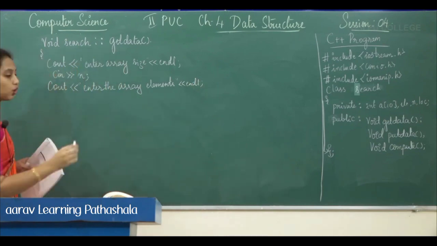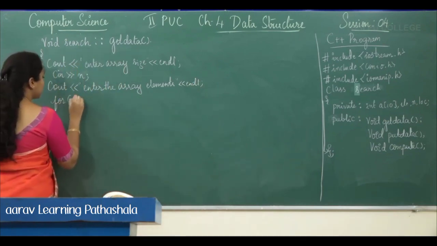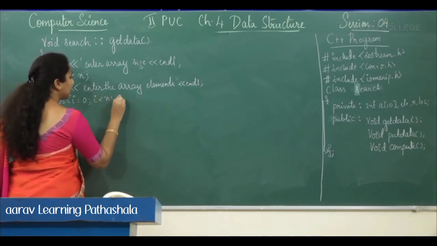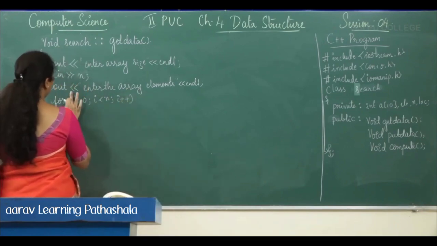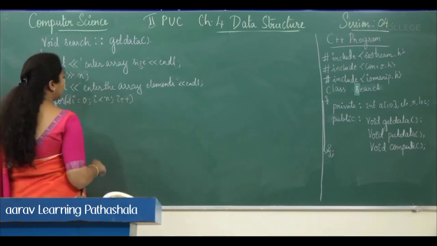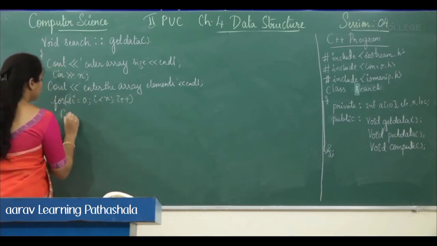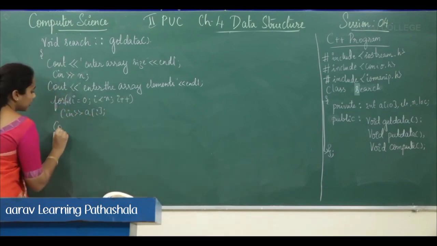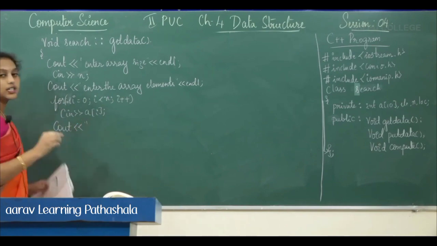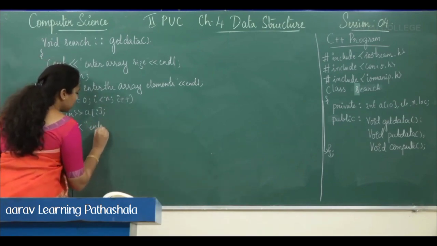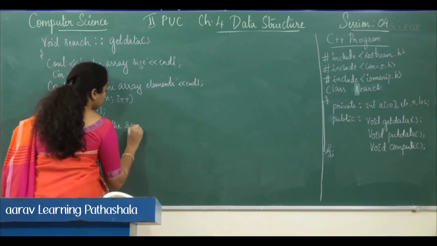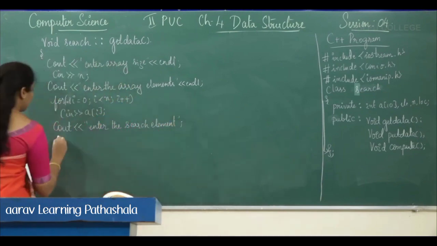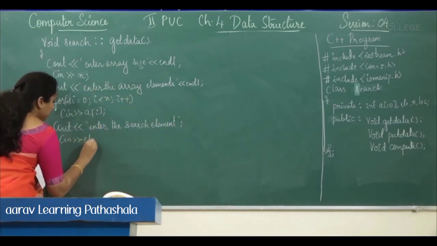Using for loop, we are going to accept the elements from the user. For i is equal to 0, i less than n, i plus plus. Cin A of i. Next, we have to enter the search element. So enter the search element. Cin element.